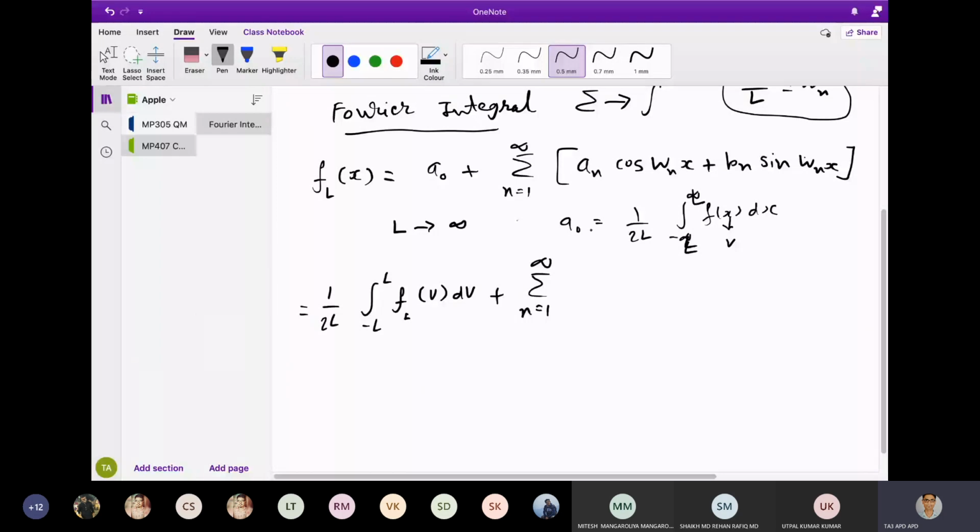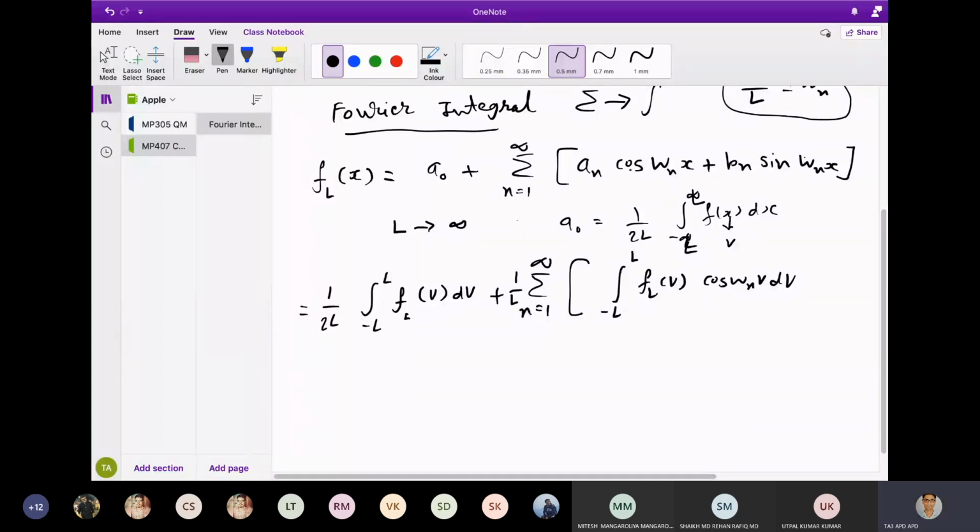When I have this a_n, a_n is going to be equal to 1 over L. So I'm just going to write it before the summation in the bracket. You are going to have a_n cos w_n x. So a_n is going to be equal to the integral from minus L to plus L of f_L of v cos w_n v dv. Remember, this is just the value of your a_n.